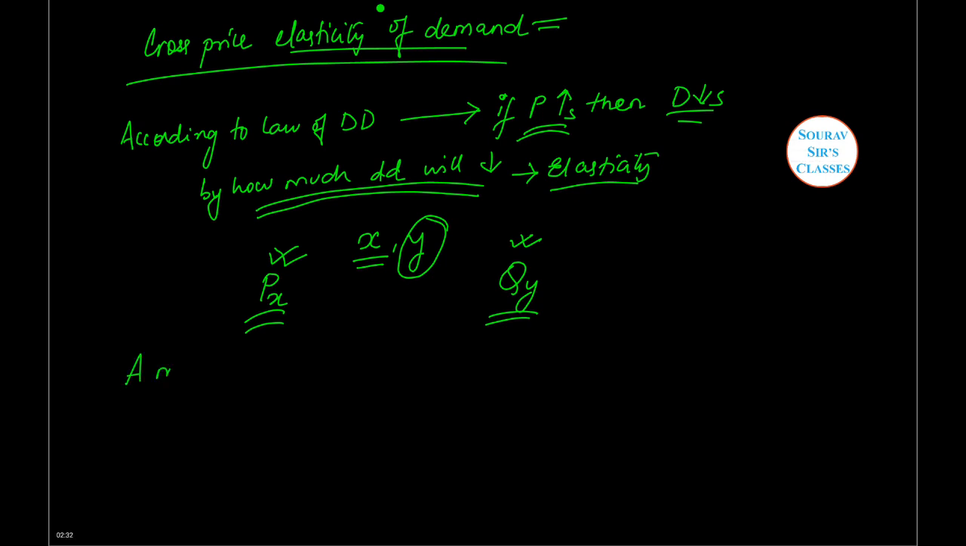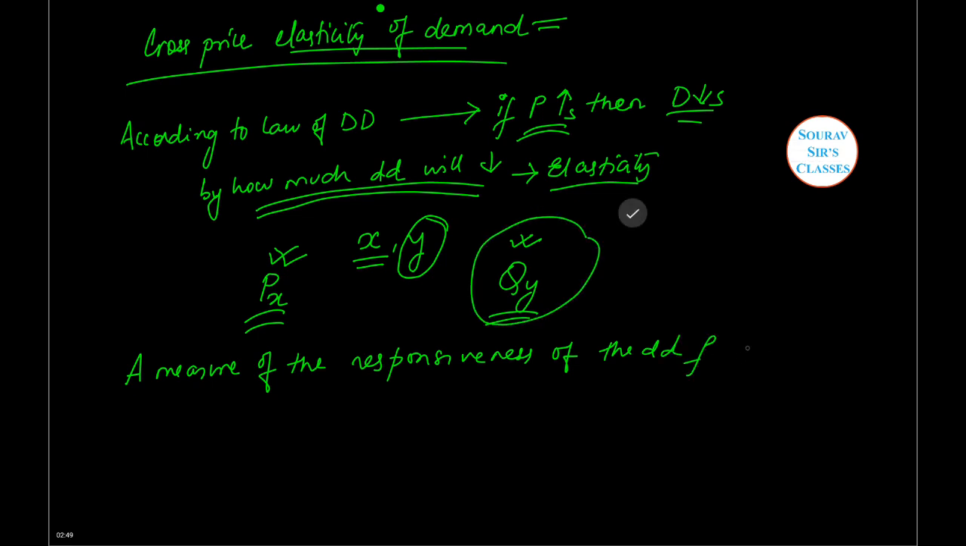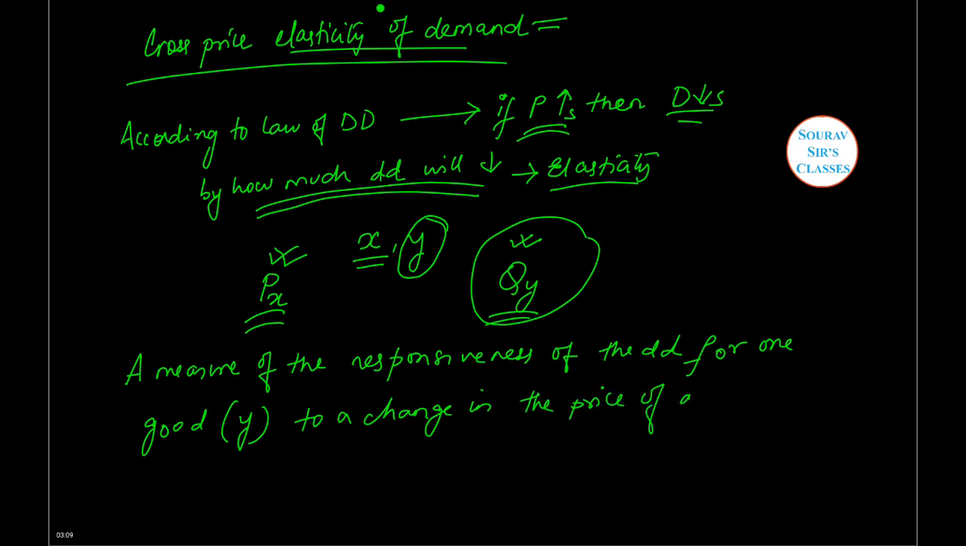So if we want to write it in words, then cross price elasticity of demand means that it is a measure of the responsiveness of demand for one good, and in our case it is good Y, to a change in the price of another good, and another good, for our case, is good X. Okay? So now the concept of cross price elasticity of demand is clear.